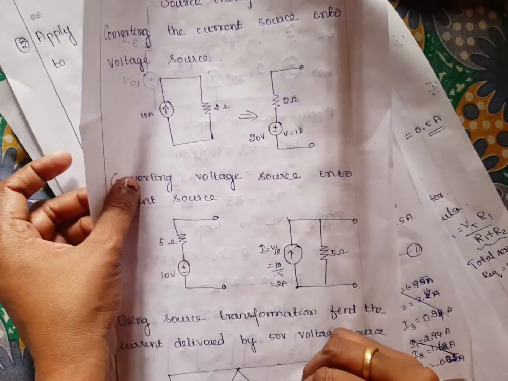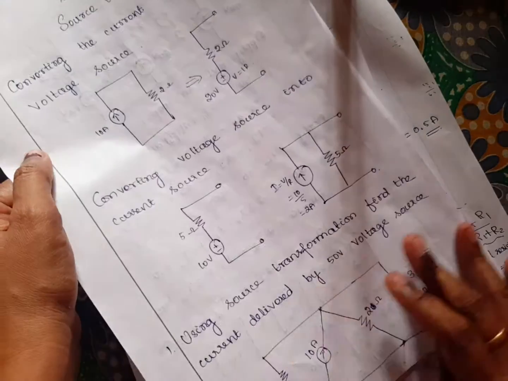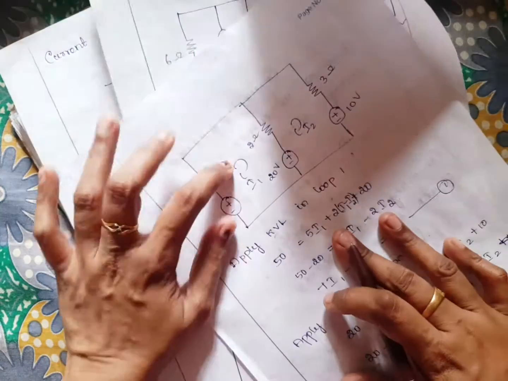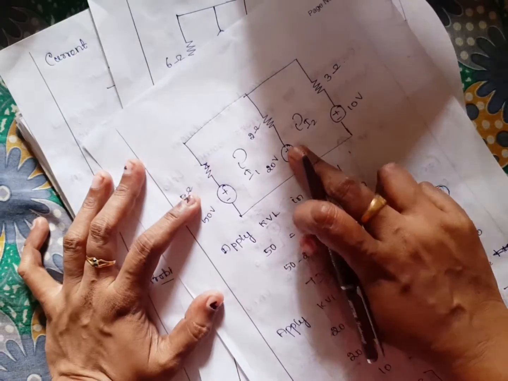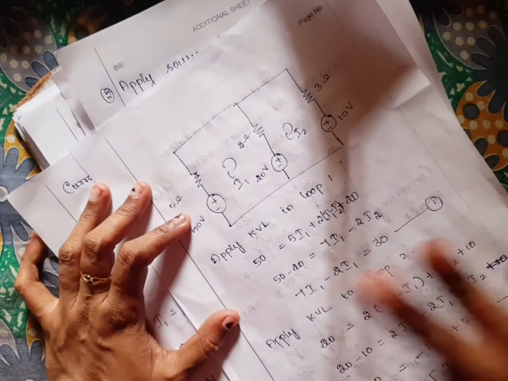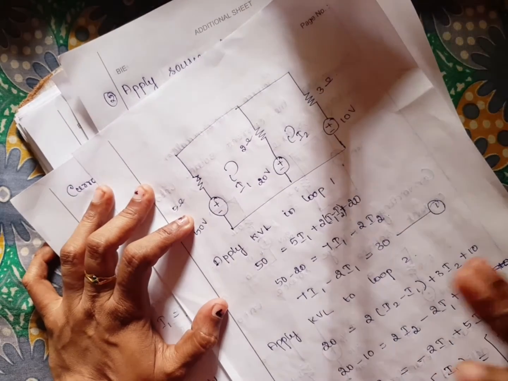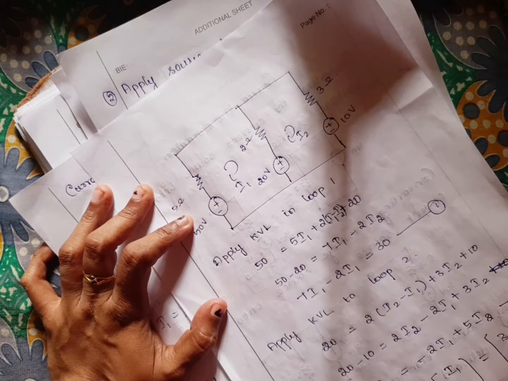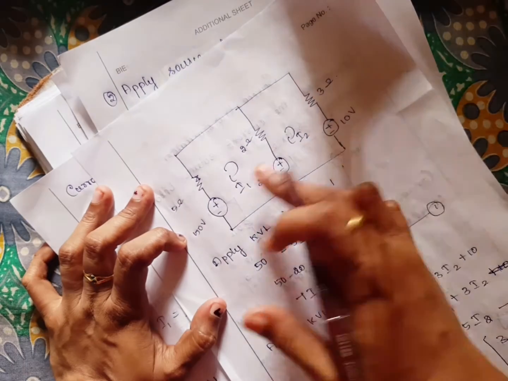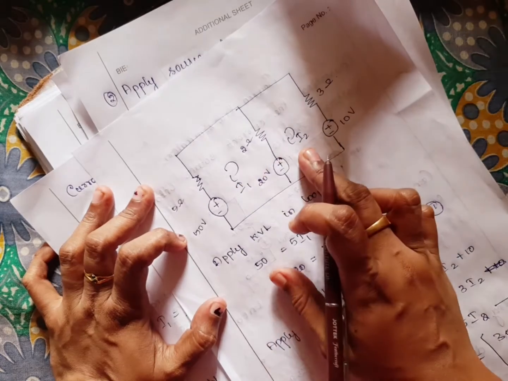10 into 2. Okay, not 20. 10 into 2. So what is the value? 20 volt. Okay, 20 volt. And here 2 ohm resistance. That 2 ohm resistance you want to draw as the series. Okay, so we have changed it. Using source transformation we have changed the current source to the voltage source. Okay, so now we got two loops. Using mesh analysis you can solve this.